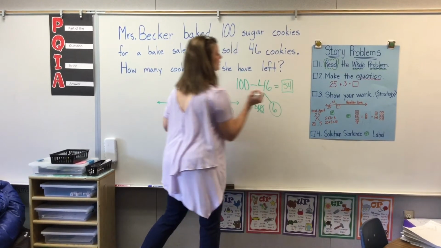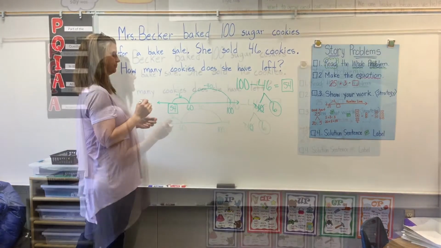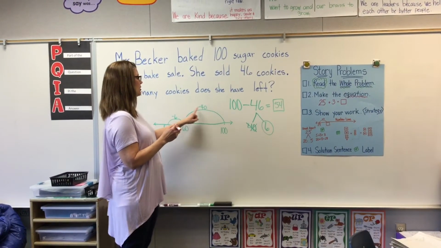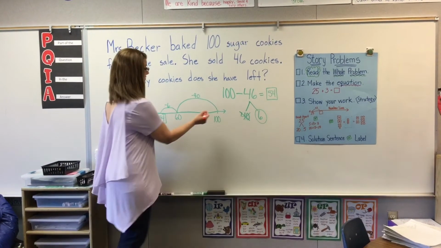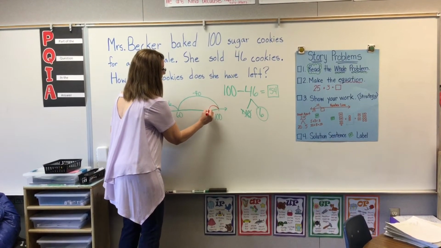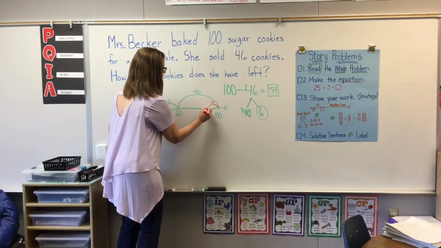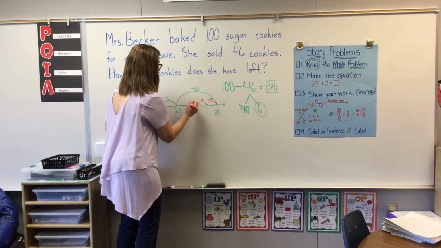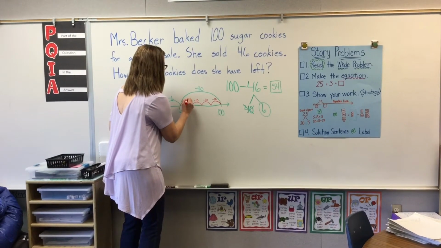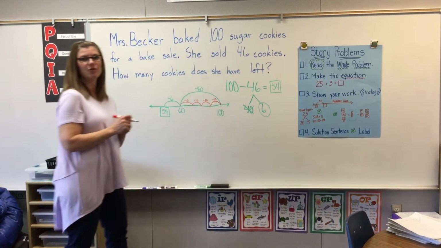54 is how many cookies she has left. Instead of doing a large jump of 40, you might think to do 4 jumps of 10, like this. Minus 10, minus 10, minus 10, and minus 10. That's another way to solve the problem on the number line.